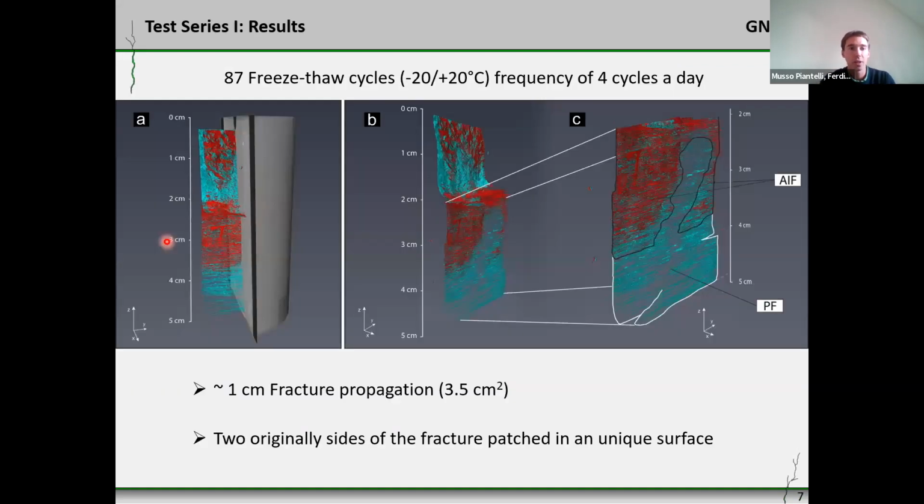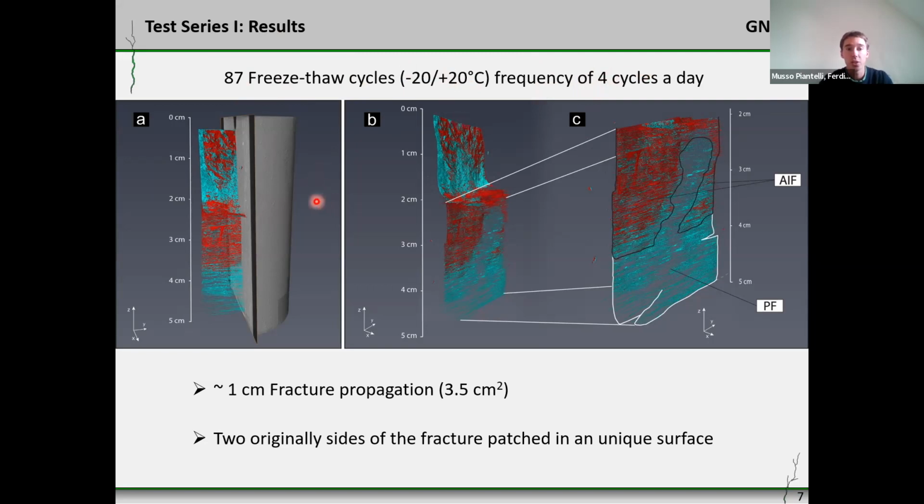So the first series of experiments aimed mainly to show that this process is active and that we could reproduce it. So we performed 87 freeze-thaw cycles between -20 and +20 degrees at a frequency of about 4 cycles a day. And we were able to prove that we could propagate the fracture under frost wedging conditions.